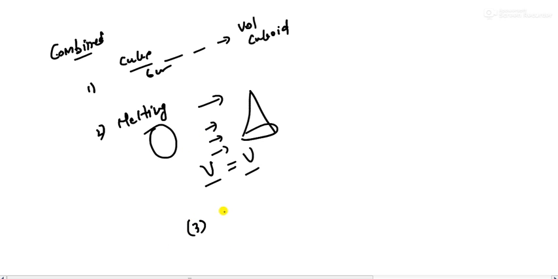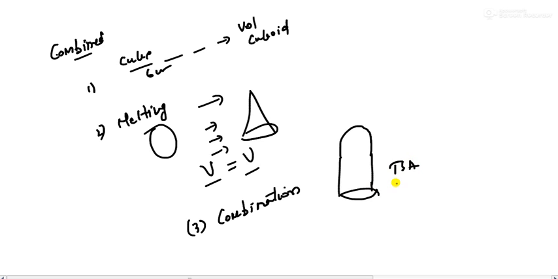And the third is based on the combination of figures. Combination means figures will be like, if there is a cylinder like this, okay, and there is a hemisphere mounted on it, what is its TSA, what is its LSA, or what is its volume. So you have to separately find their CSA first, and then add. That will become the TSA of the newly formed figure. Okay, so even that is also very easy.